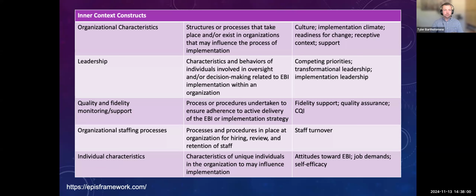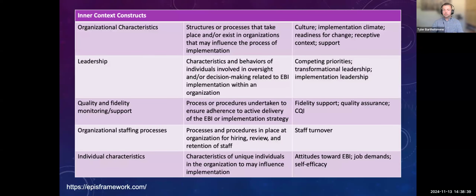We have organizational staffing processes, so procedures in place when it comes to hiring, review, or retention of staff. Something like staff turnover is always a really big implementation consideration or barrier. If your organization experiences high staff turnover and you implement a new practice, what systems, strategies, or supports do you have in place to address that barrier? So designing policies and procedures at the inner setting level of your organization can be really helpful when you think about how that relates to sustainability of this intervention in this context.